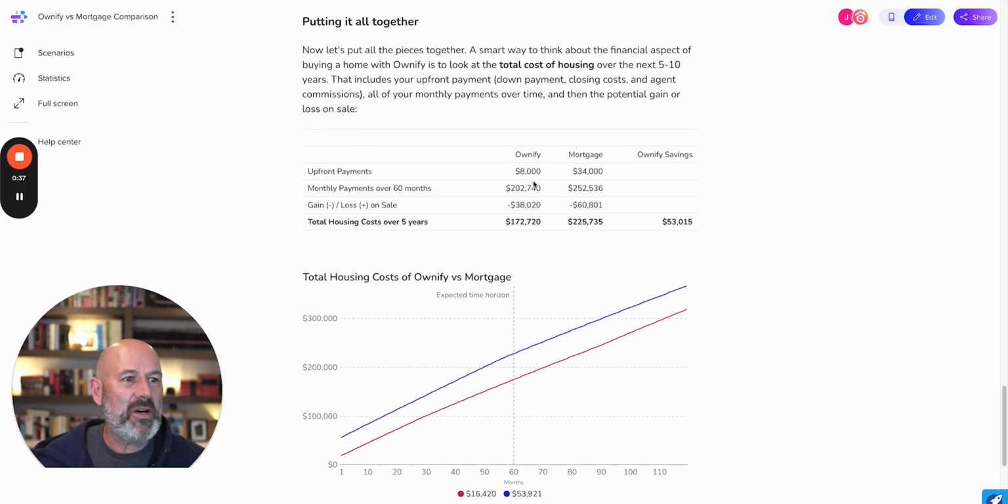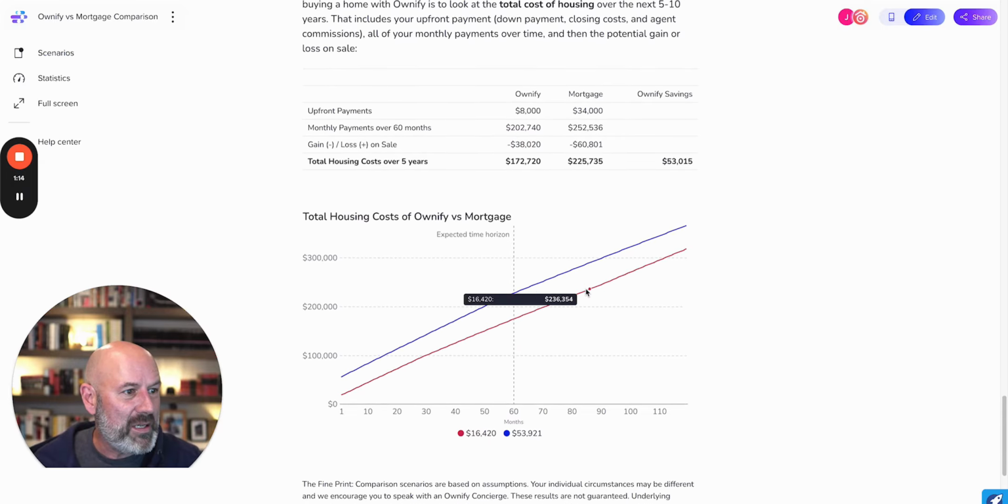Your total housing costs are what you've put down up front. So that's $8,000 with Ownify versus $34,000 with the mortgage. Your monthly payments over the 60 months, $202 versus $252. And then whatever gain you have. Now the gain is a negative because you're getting money back, right? So it actually reduces your total housing cost. And net over 5 years, it's about $172,000 with Ownify or $225,000 with the mortgage. So Ownify is pretty solidly ahead by $50,000, $53,000 in this scenario, right?